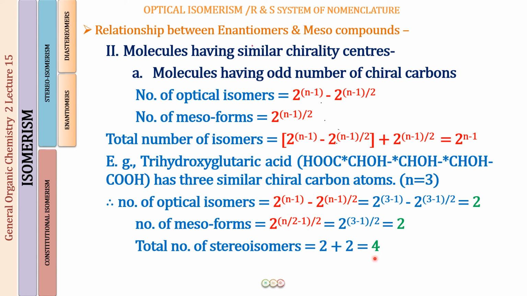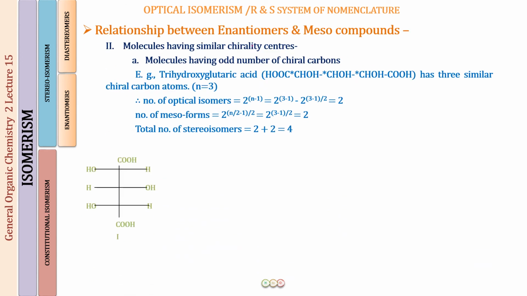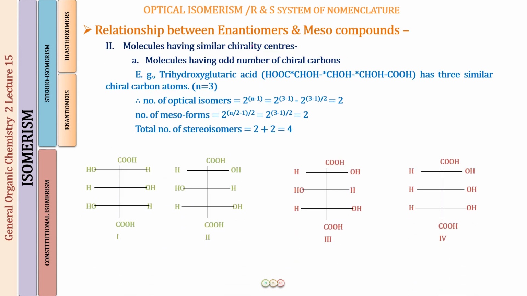So now let us look at the Fischer projections for the 4 stereoisomers of trihydroxyglutaric acid. If you look at structure number 1, structure number 2, structure number 3 and structure number 4, these are the 4 stereoisomers which are possible for trihydroxyglutaric acid. In structure number 1, I want you to look at the chirality centers. We have just now referred that we have 3 chirality centers in this molecule. This is carbon number 1, carbon number 2, carbon number 3, carbon number 4 and carbon number 5. Carbon number 1 and carbon number 5 cannot be chirality centers, right?